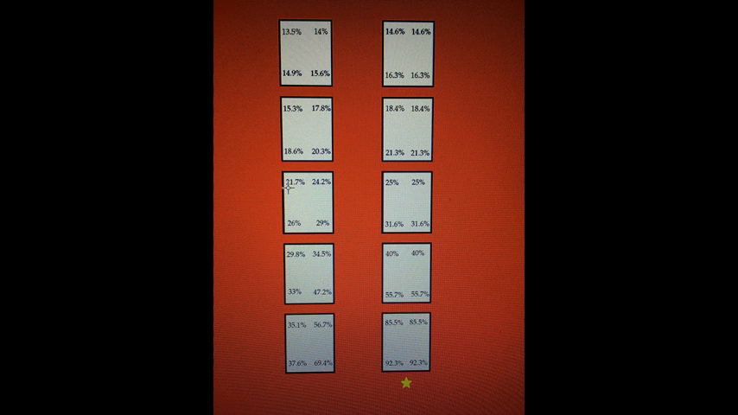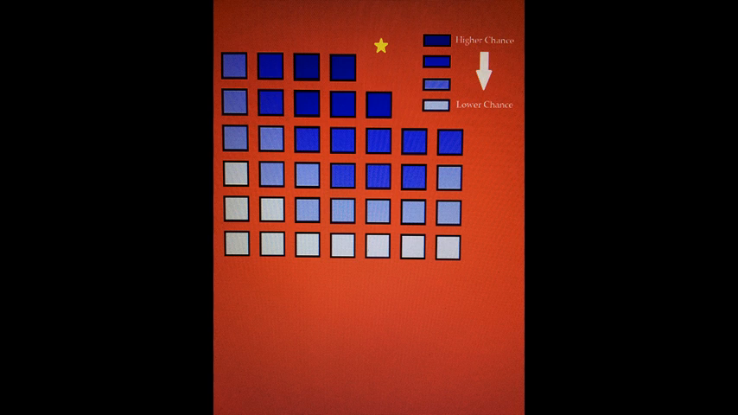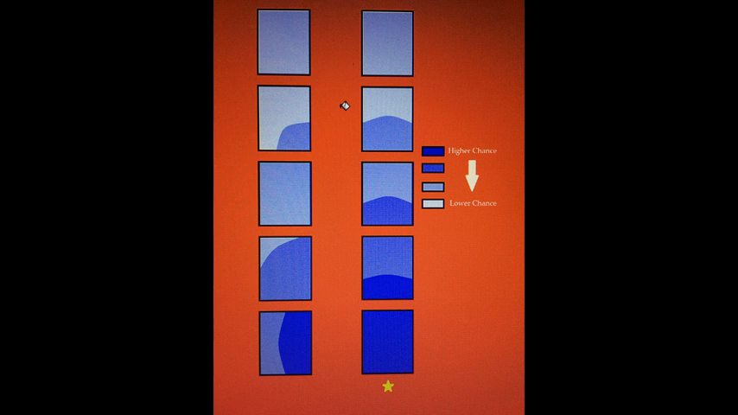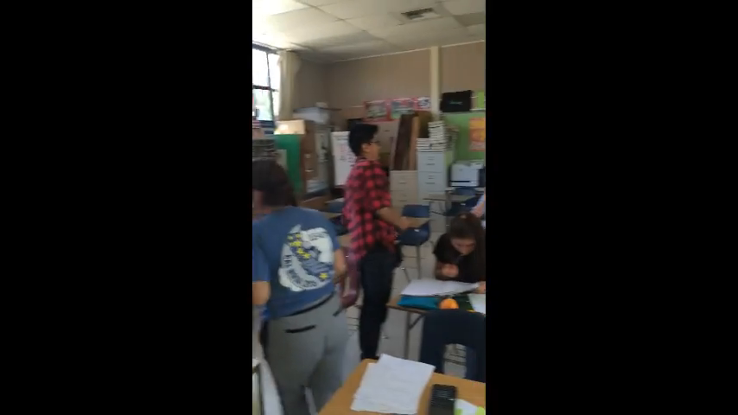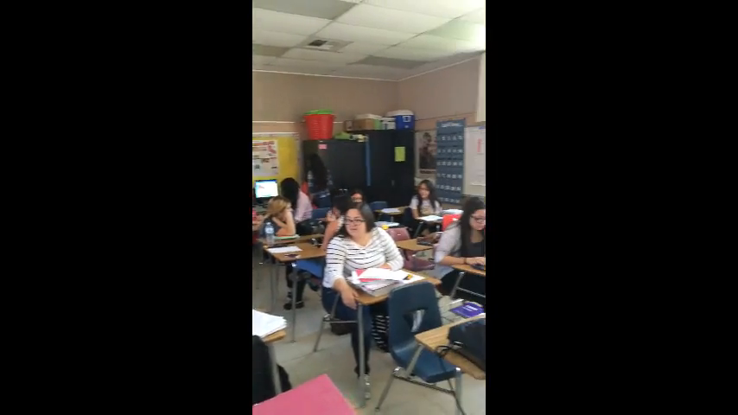Now here is a better visual representation of the percentage zones. Dark blue stands for a higher percentage chance, and light blue stands for a lower percentage chance. Simple? Yes. Not everything is simple though. The farther you are from the teacher, the better chance of you not being picked. But if you're closer, you have a higher chance of being picked.